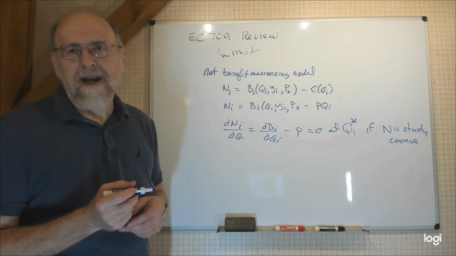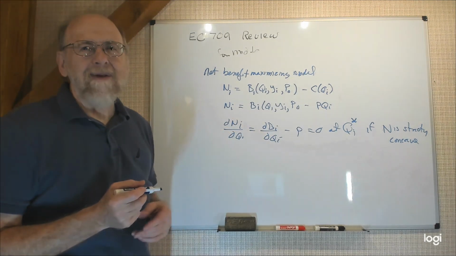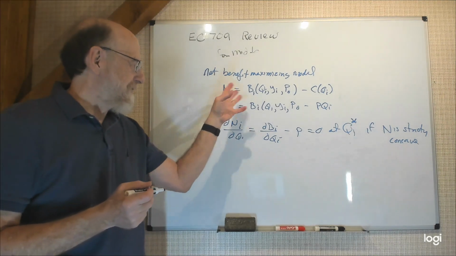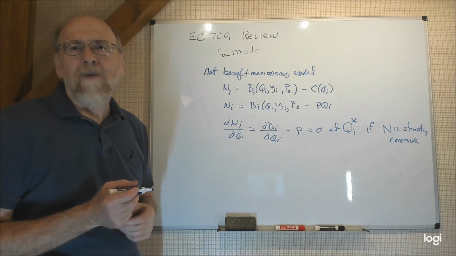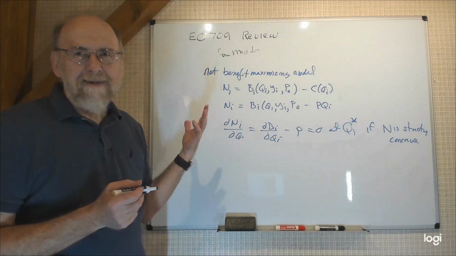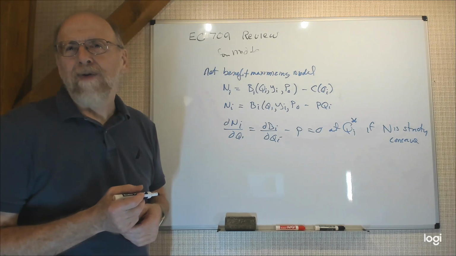N is strictly concave. Okay, we can determine whether N is strictly concave with a concrete functional form by taking the second derivative of this objective function, net benefits, with respect to Q. However, with an abstract functional form like we might use, we basically just assume it. You can't prove it one way or another.